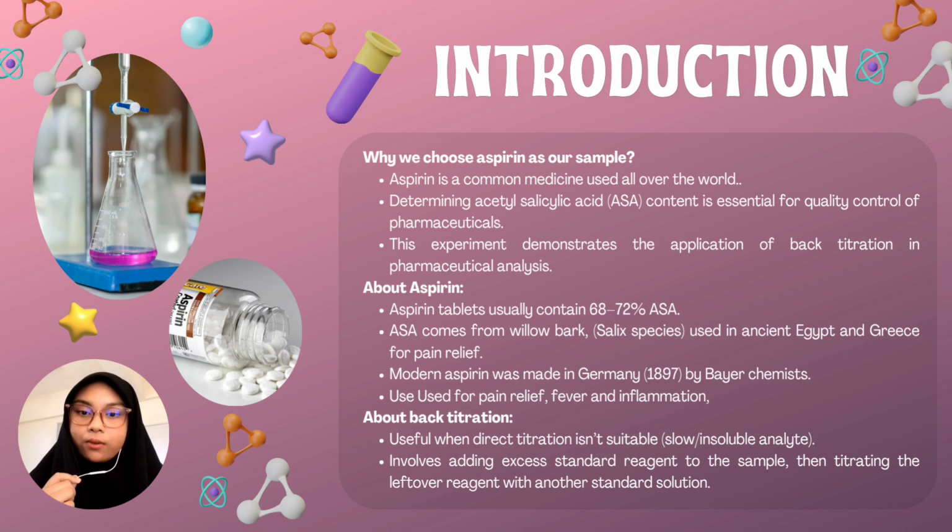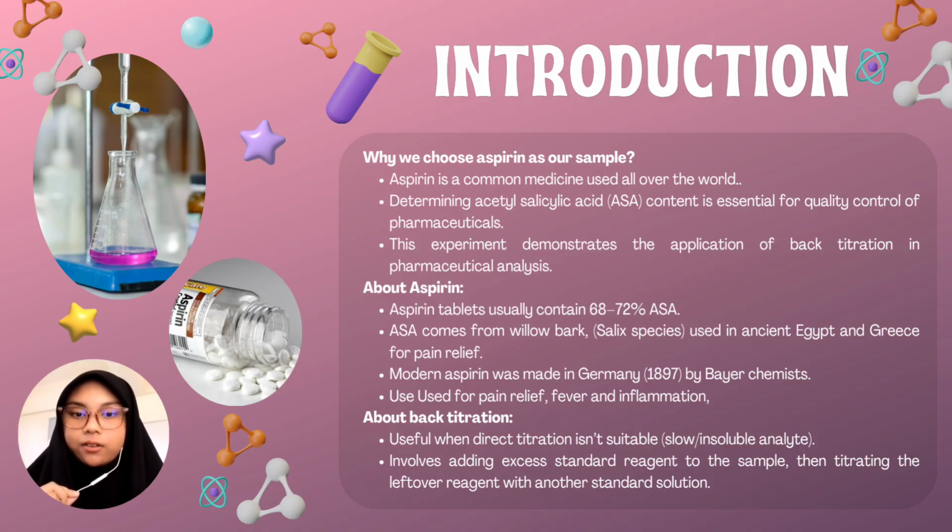So to begin with, why did we choose aspirin as our sample? Aspirin is one of the most widely used medicines around the world. It is commonly taken for pain relief, fever and inflammation. But more importantly, to ensure its effectiveness and safety, it is crucial to determine how much acetylsalicylic acid, or ASA, is present in each tablet. That's where back titration comes in.